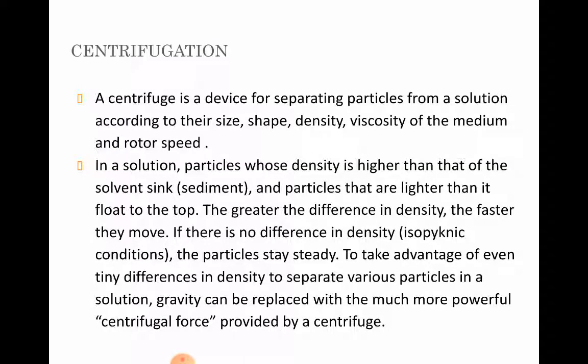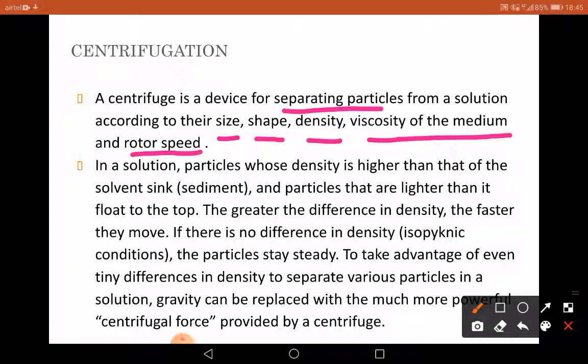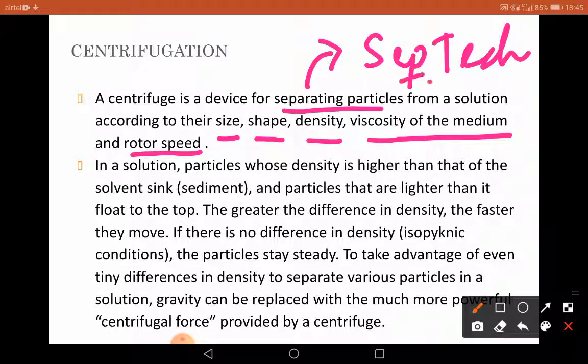A centrifuge is a device used for separating particles from a solution according to their size, shape, density, viscosity of the medium, and rotor speed. So basically, it is a separating technique.